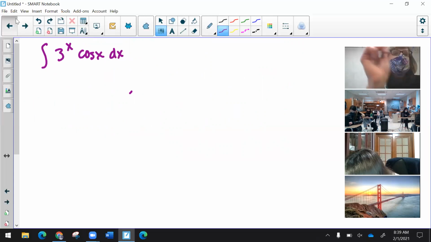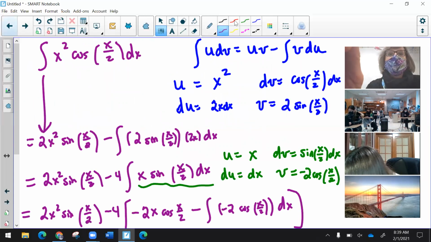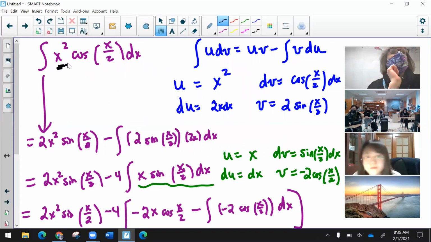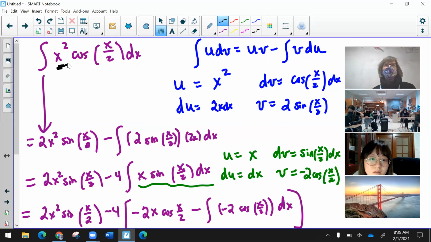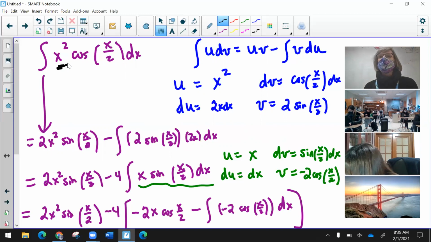And actually, I want to go back to the other example for 1 minute. What was the power of my polynomial here? It was 2. And how many times did I have to do integration by parts? 2. Because every time I did integration by parts, I lowered the order of that polynomial by 1 until it disappeared. So that's just something to help you pace yourself, so that you know that doing integration by parts once isn't necessarily going to be enough.